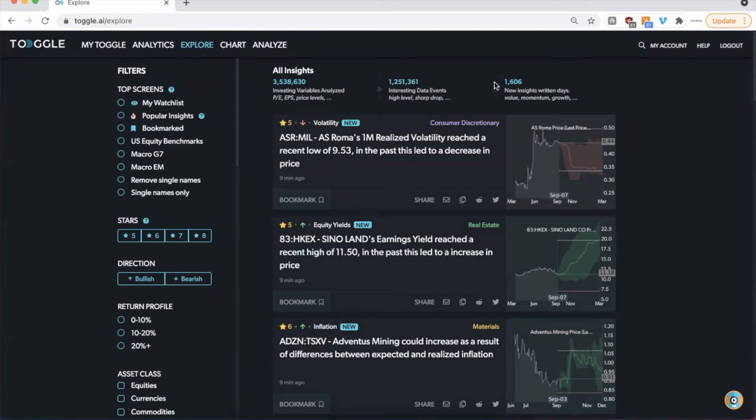And using that, it puts together insights about what it believes could be the effect of that event on the price.